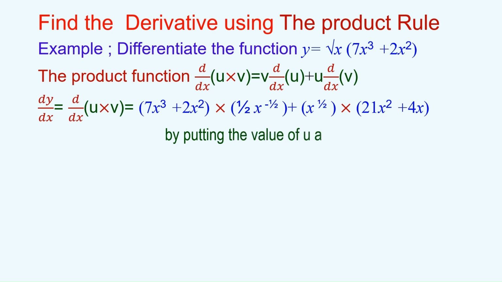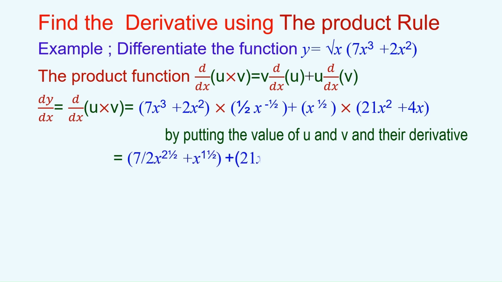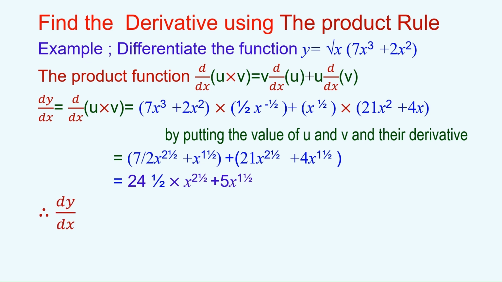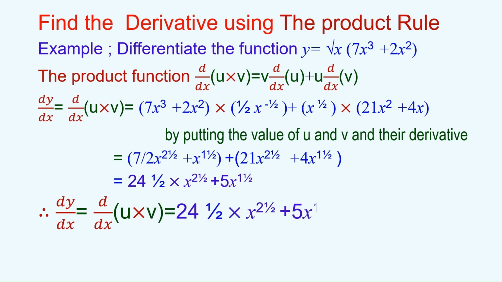By putting the values of u and v and their derivatives, it equals 7/2 x to the power of 5/2 plus x to the power of 3/2 plus 21x to the power of 5/2 plus 4x to the power of 3/2, which equals 24.5 times x to the power of 5/2 plus 5x to the power of 3/2. Therefore dy/dx equals d/dx of u times v equals 24.5 times x to the power of 5/2 plus 5x to the power of 3/2.